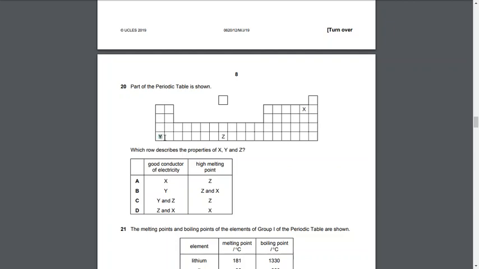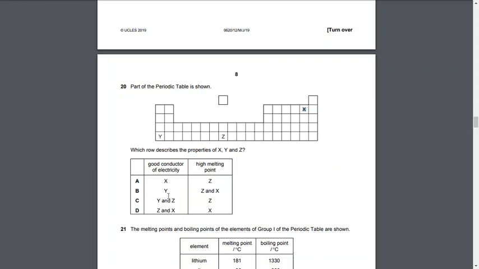So Y is a metal, so it's definitely a good conductor. And Z as well, it's a metal, it's a transition metal, so it's definitely a good conductor of electricity. High melting points is a property. So X does not have a very high melting point, and it's not a metal, so it's not a very good conductor of electricity. Transition metals usually have high melting points, so it's gonna be Z.